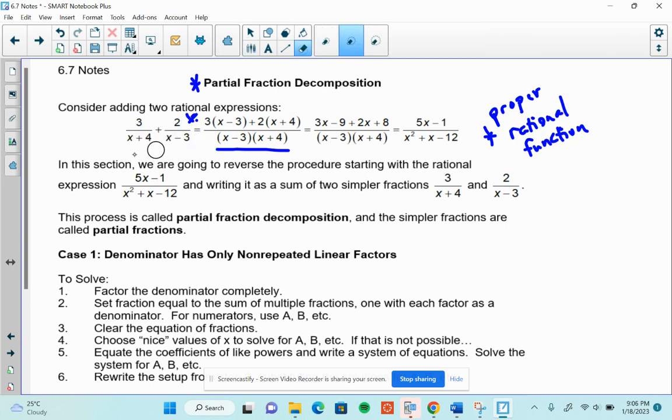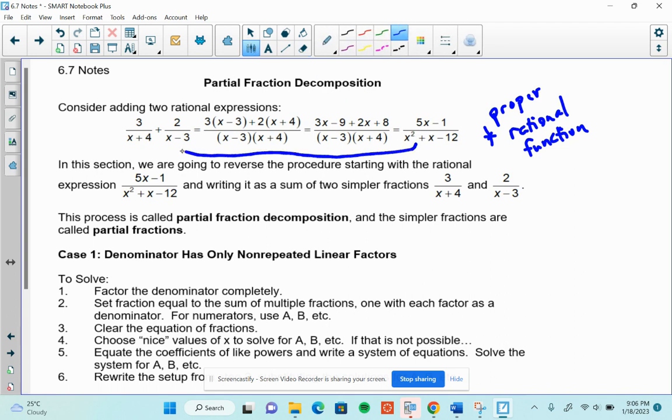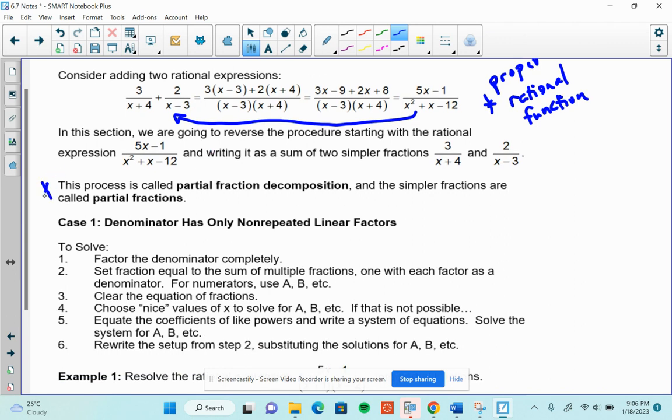And what we're going to do is take a single fraction and pull it apart as a sum of simpler fractions. So this process is called partial fraction decomposition, and the simpler fractions are called the partial fractions. So that's our goal today.